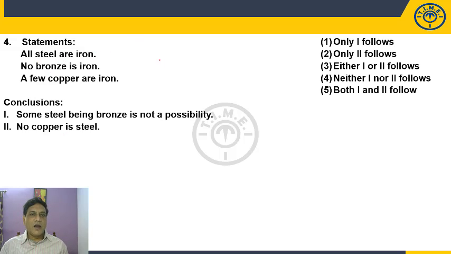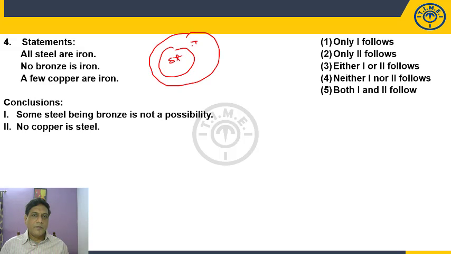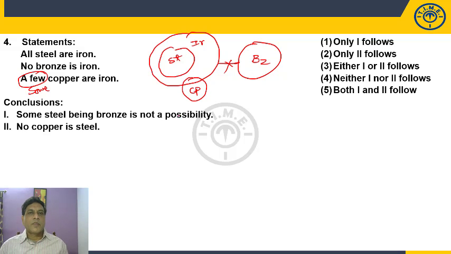All steel are iron. No bronze is iron, so they cannot intersect. A few copper are iron. A few means the same as some. Some copper are iron. This is the basic diagram.